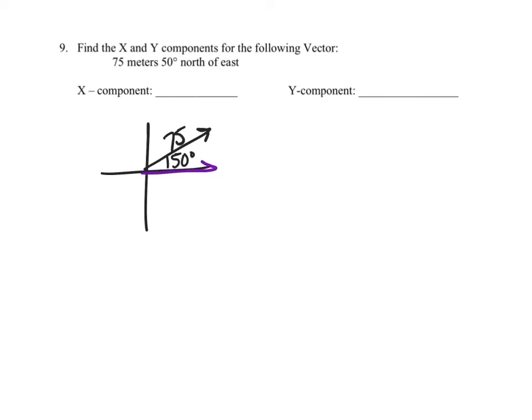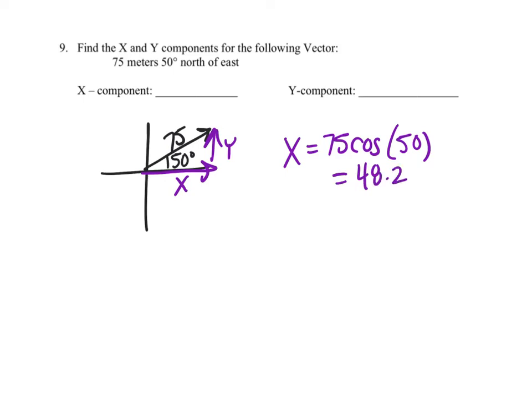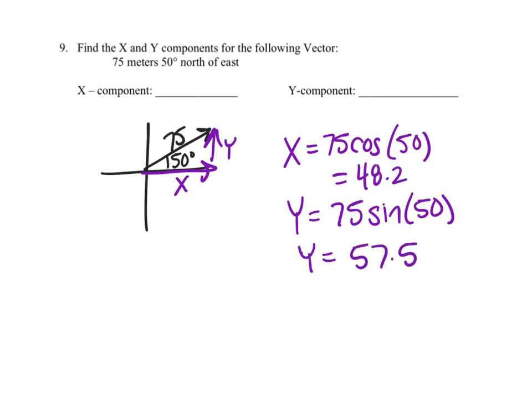So again, draw your triangle. x is horizontal, y is vertical, so for this one, x is adjacent. So you're going to use cosine, so it'd be 75 cosine 50. That's going to equal 48.2, and we're going to keep that positive because x is going east. For y, it's 75 sine 50, and that's going to equal 57.5, and that will stay positive because it's going north. So we have 48.2 and 57.5.